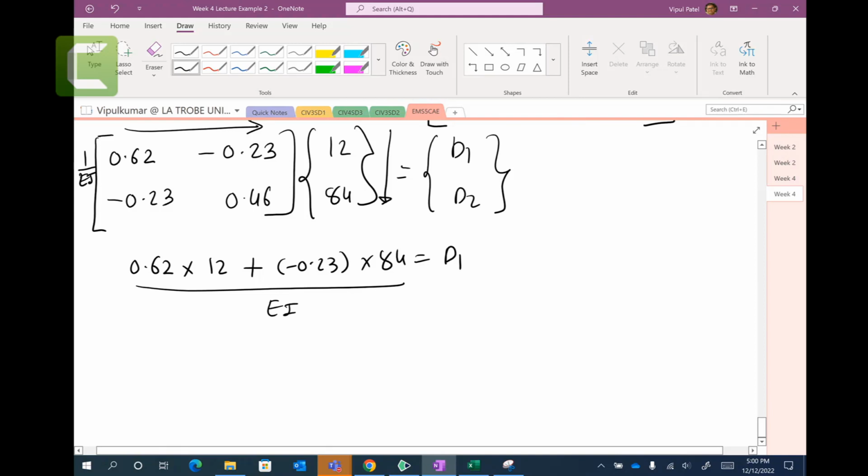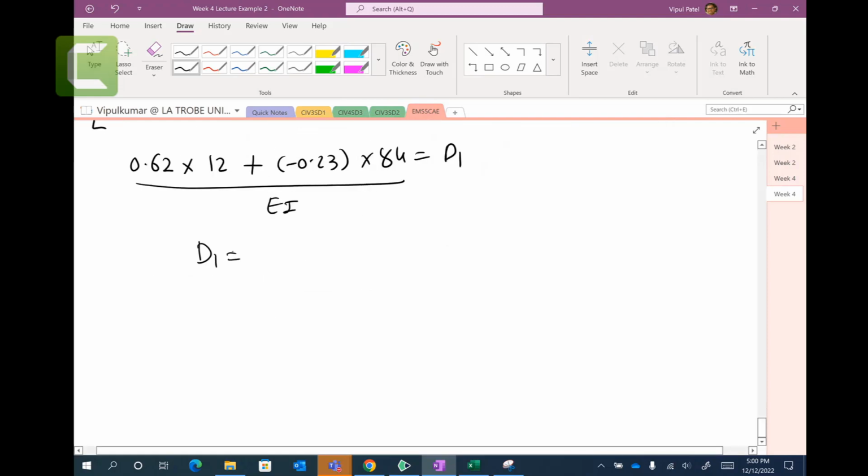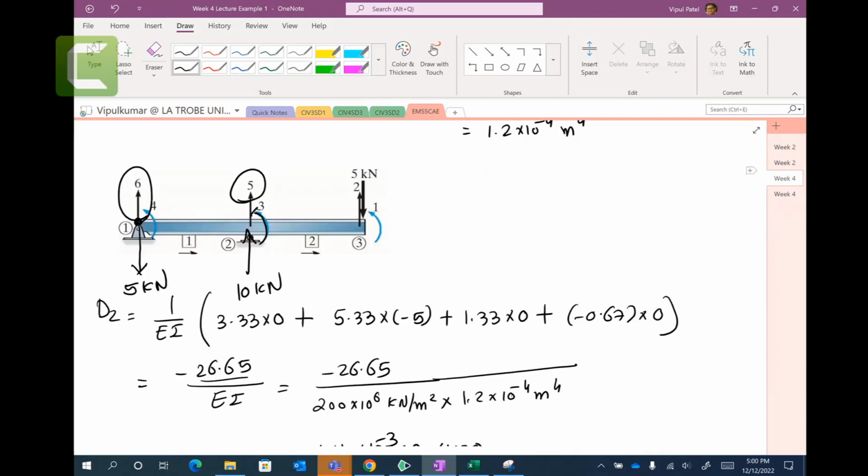0.62 times 12 plus minus 0.23 times 84, you get D1 equal to minus 12 on EI, right? If I want to substitute the same values, I think they did not give you the E value and I value in these examples.